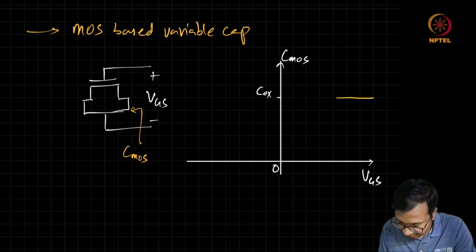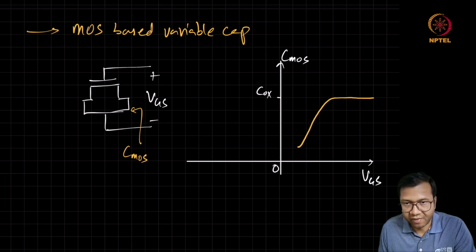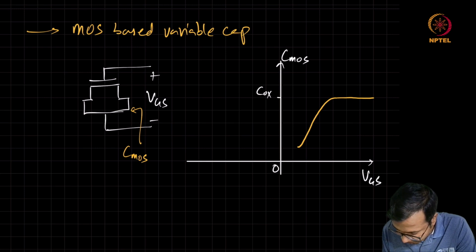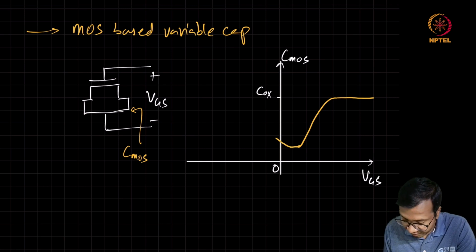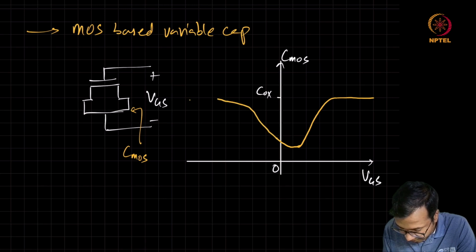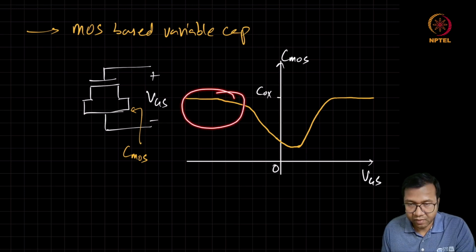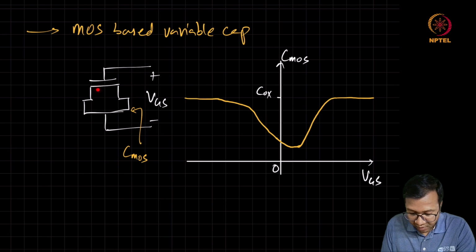But as we start reducing VGS, then the MOSFET starts entering into the weak inversion region, and because of the depletion region formed, the effective capacitance gets reduced. But if we keep on reducing VGS and make this VGS negative, then we see that the capacitance again increases and it starts touching this COX value. So here again this capacitance increases because of accumulation.